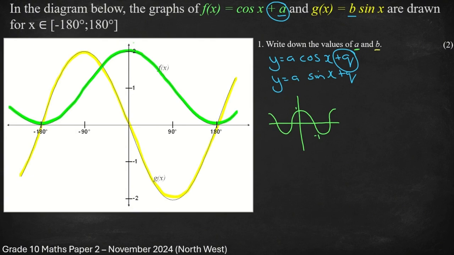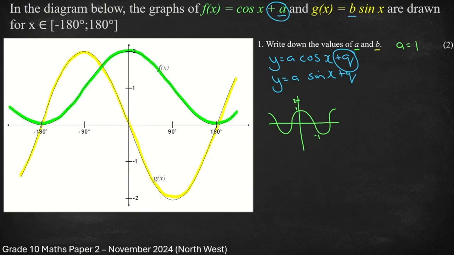Now let's have a look at this cos graph here. This cos graph goes from 0 to 2. So that means the whole cos graph moved 1 unit upwards. Here it is at 1. So the maximum value for the basic cos graph is 1. And for f of x, the maximum value is 2. So you can see that this graph has moved up 1 unit. Therefore, a is equal to 1.